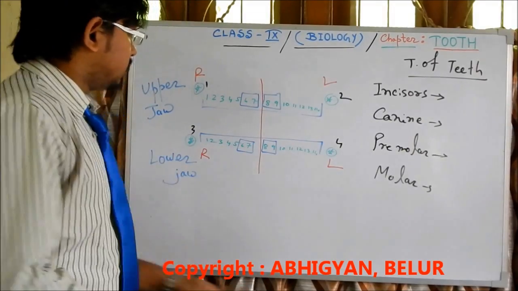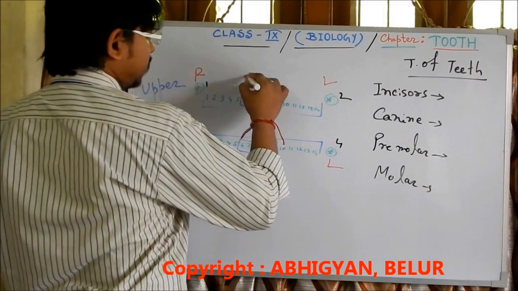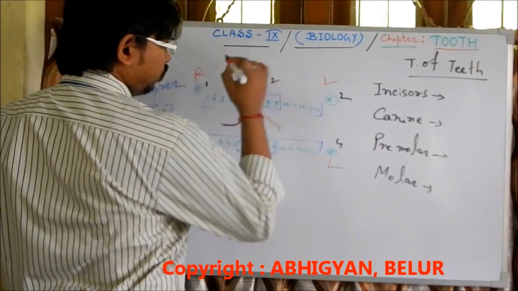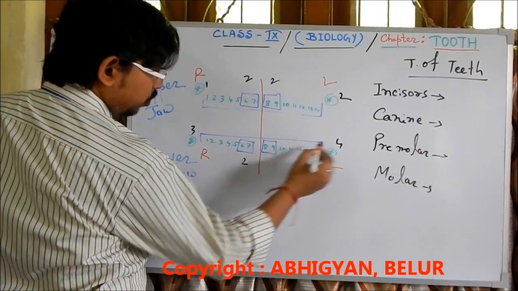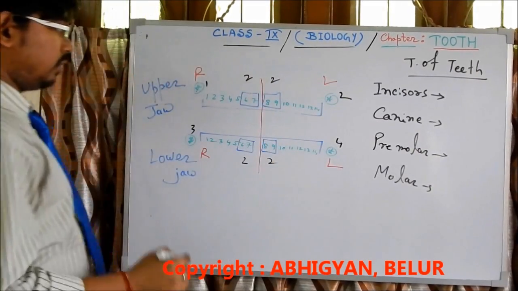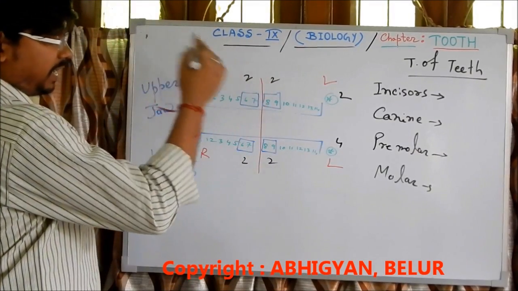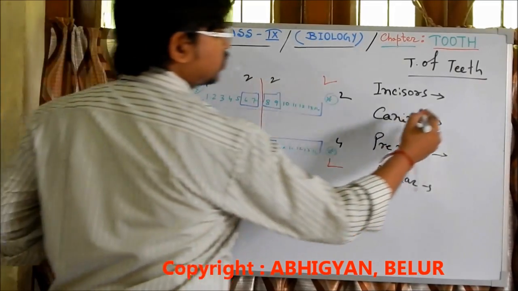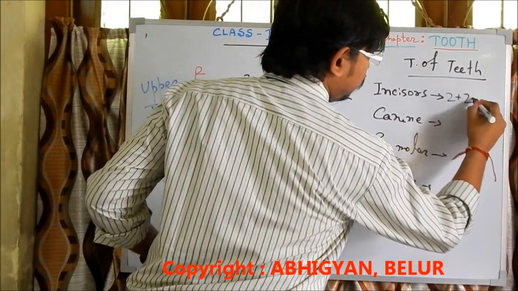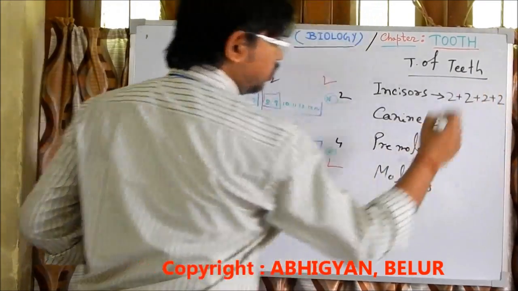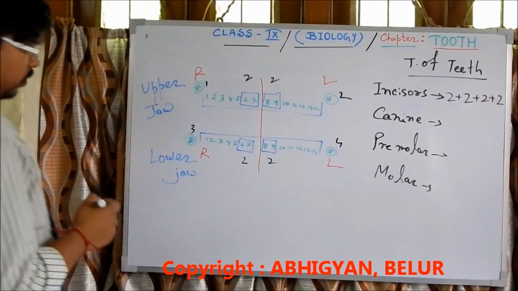These are the incisors. On the right side upper jaw, 2 incisors are there. Left side upper jaw also 2. Right side lower jaw 2. Left side lower jaw 2. So total incisors, how many are we getting? 2, 2, 2, 2. That is total incisors 2 plus 2 plus 2 plus 2. Okay. Next we are coming to the next one.